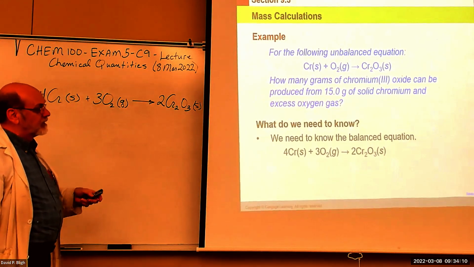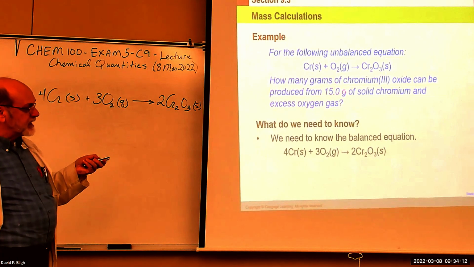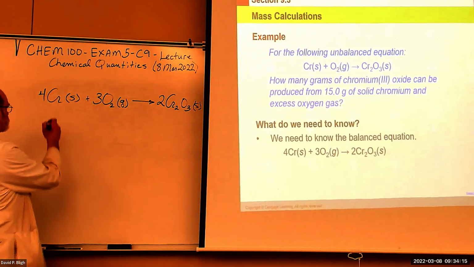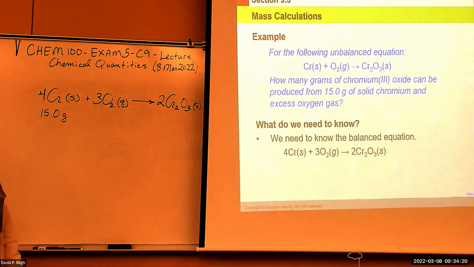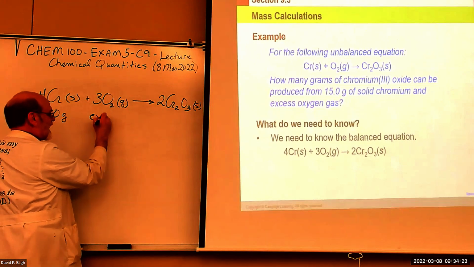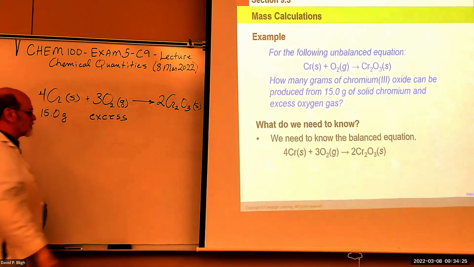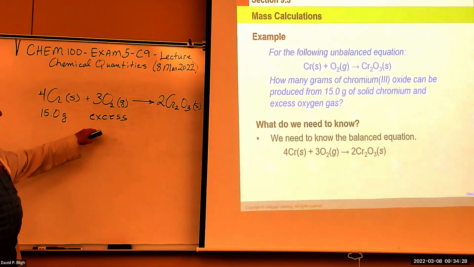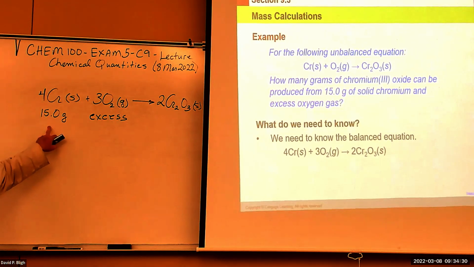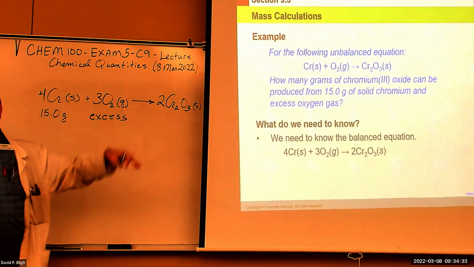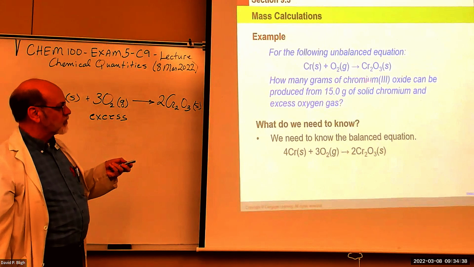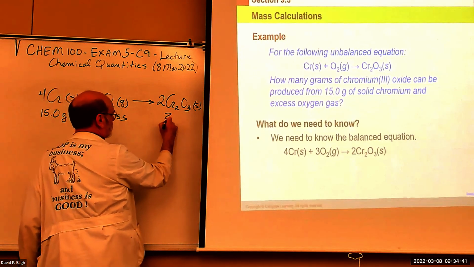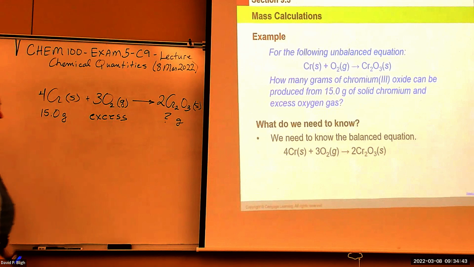Now what are we given? We're given 15 grams of chromium. And they tell us that this is excess. So there's no limit to the oxygen. When the reaction is complete, all this chromium will be gone, and we'll have an extra oxygen around. And the question then is, how many grams of chromium-3 oxide are produced? Now we have the word problem on the board.